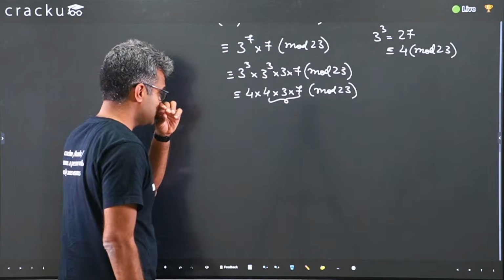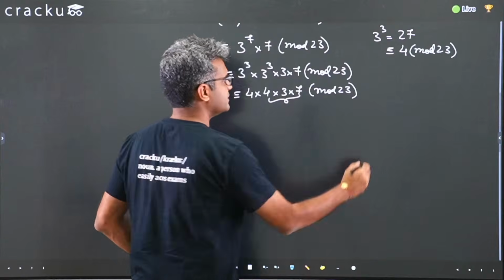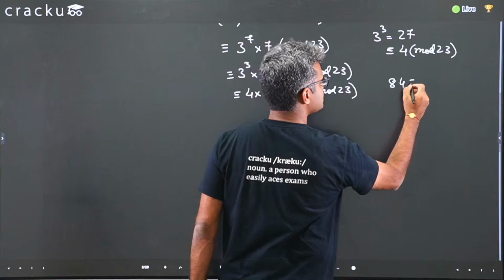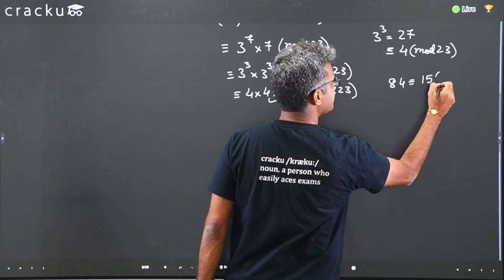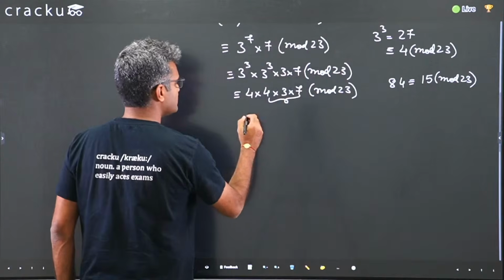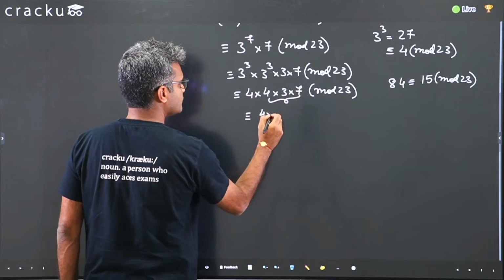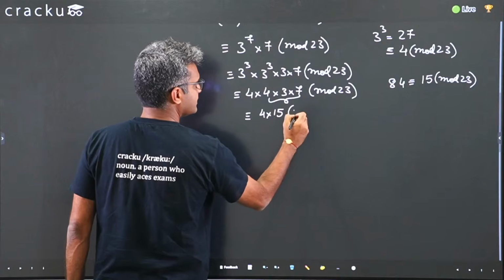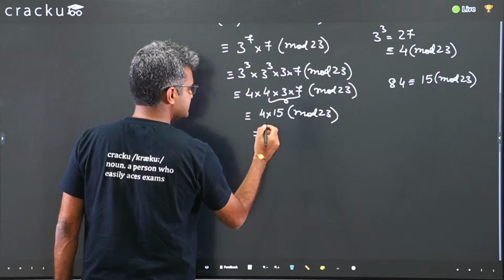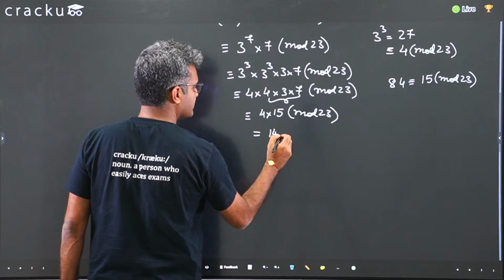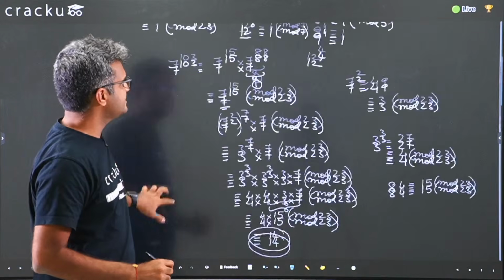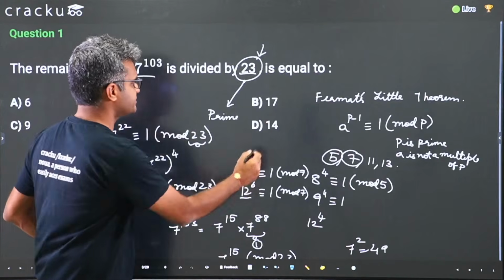4 into 3 is 12, into 7 is 84. 84 is 69 plus 15. So this leaves a remainder of 15 when divided by 23. So this will be 4 into 15 divided by 23, or this is 60, so the remainder will be 14, because 60 is 46 plus 14. Anyway, the answer for this question is option D.